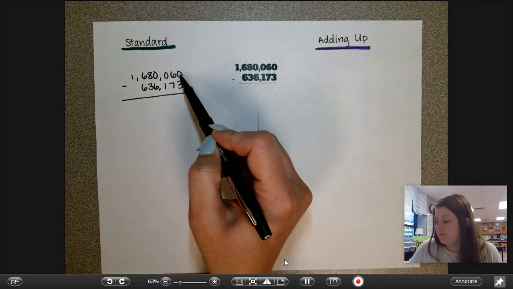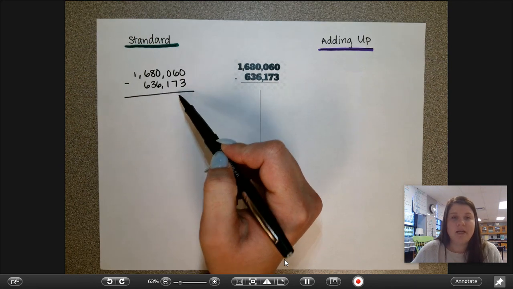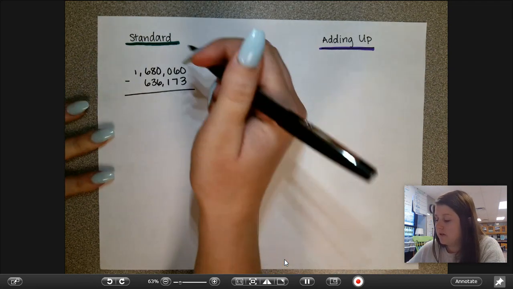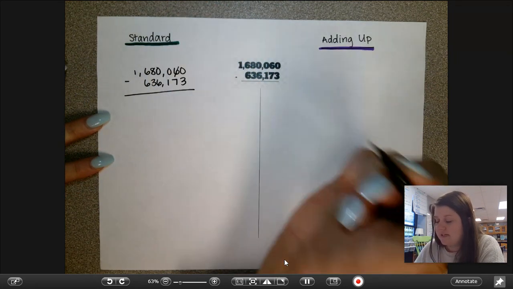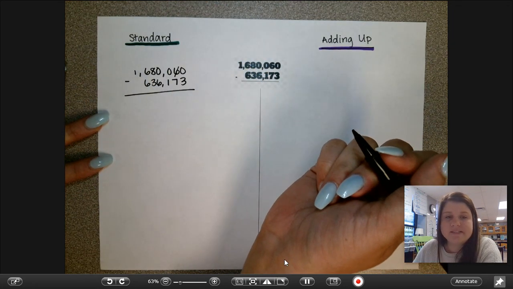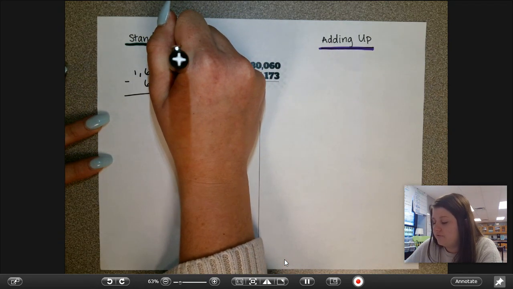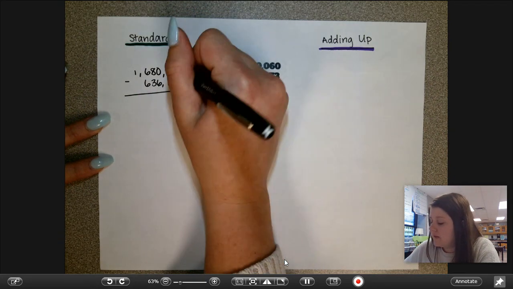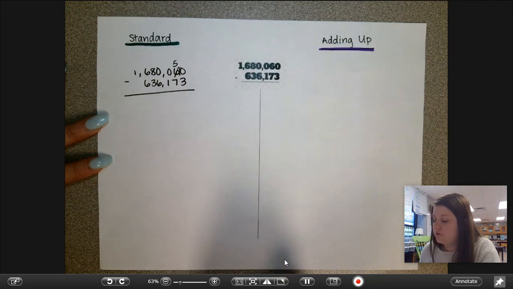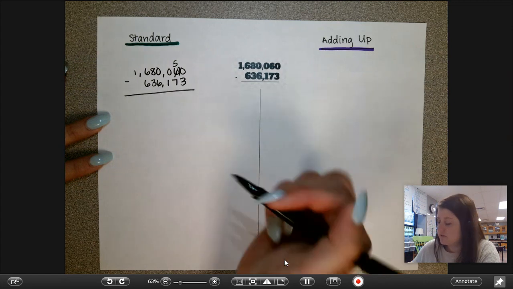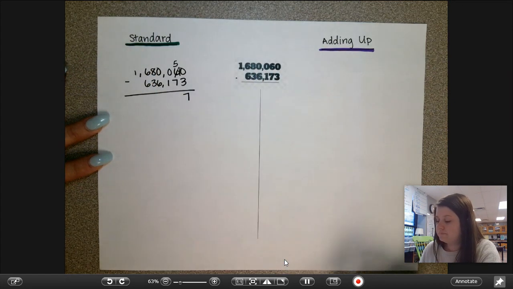Starting off, I automatically see 0 minus 3, and I know that I can't take away from 0. So that means I have to go to my next door neighbor and borrow from 6. So I borrow a set of 10 from 6, and that 10 takes it down to 5. And now that 10 can transfer over to my 0. Now I can do 10 minus 3, and that gets me 7.